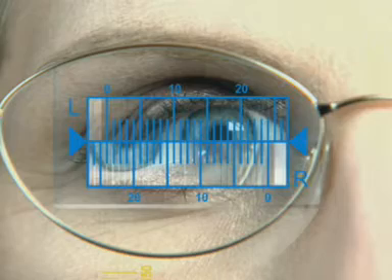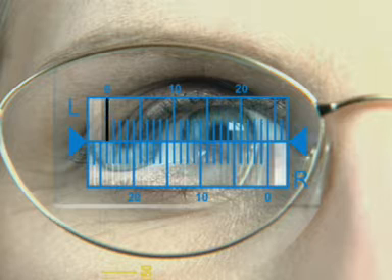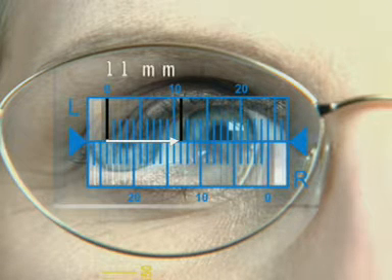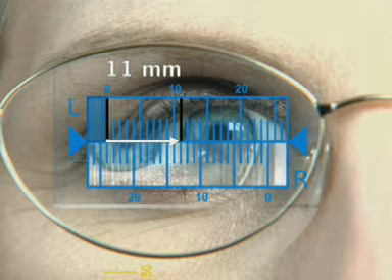Now simply read off the value for the corneal vertex distance at the point of intersection of the scale with the offset edge of the iris. The distance between the edge of the iris and the corneal vertex has already been taken into account in the scale.